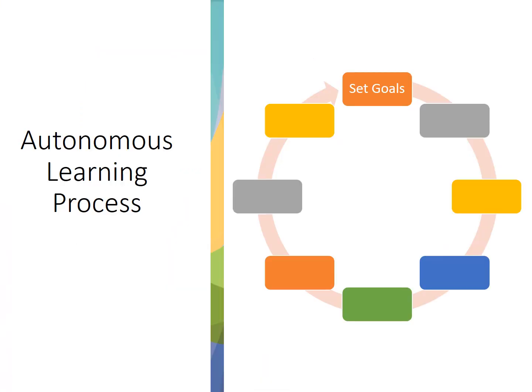There are several steps to the autonomous learning process. The process begins with setting goals. The goal should be decided by the teacher in conjunction with the student, keeping in mind the overall objectives of the student's mission and ILR goals.